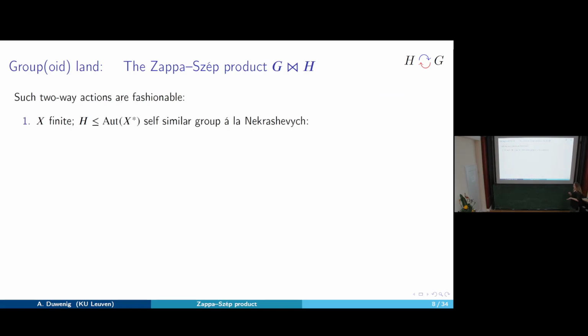Okay, so these types of two-way actions are pretty fashionable. People are working on them. We've seen some of them before as well. So for example, in the self-similar groups, à la Nekrashevych, we have some finite set, we have a subgroup of the automorphism group of words. And this is self-similar if whenever I have H acting on a word that starts with X, it's the same thing as acting on the letter X and then having a variant of H acting on the rest of the word.